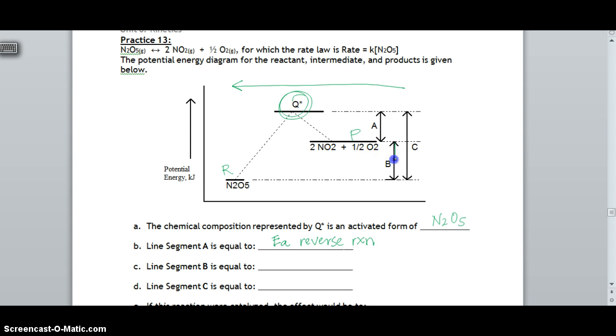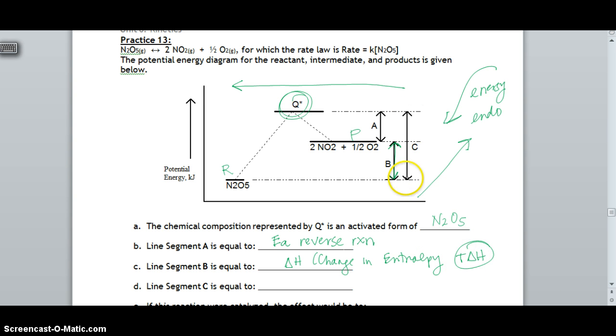Line segment B, you'll notice, is measured from the reactants to the products. So it's the difference between reactants and products, and that is delta H, the change in enthalpy for the reaction. This can't magically happen; we can't increase in energy magically. So what had to happen? Energy had to come into the system. So this is an endothermic reaction, and our delta H would be positive here. Line segment C is measured from the reactants to the peak, so that is our activation energy for the forward reaction.